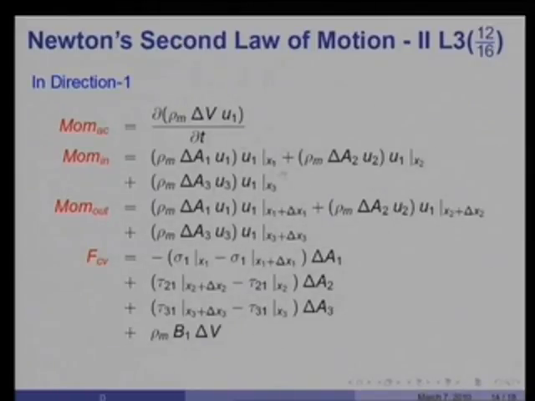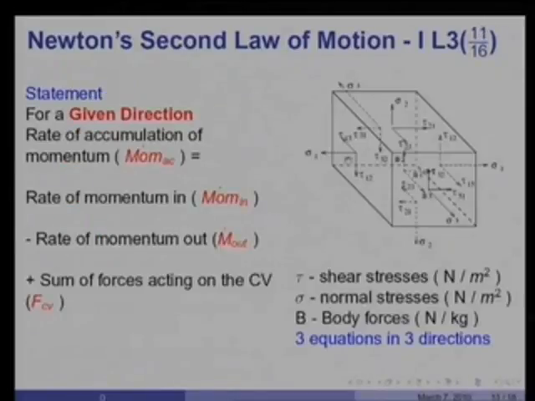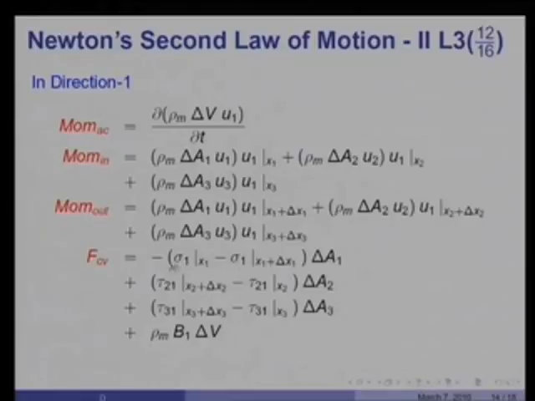So these are the mass, momentum in and momentum out terms. What about the forces? Remember, as I said, sigmas are tensile forces. Sigma 1 acts on the area delta A1, sigma 2 acts on the area delta A2, and sigma 3 acts on delta A3. So the first term, in the x1 positive direction, I shall have sigma 1 at x1 plus delta x1 minus sigma 1 at x1, multiplied by delta A1. This would be the force in the positive direction 1.